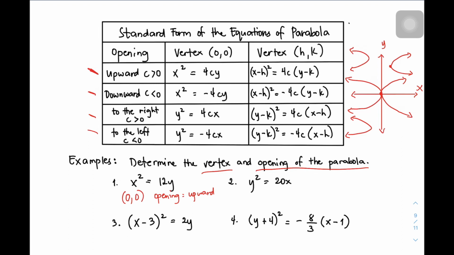You have y squared is equal to 20x. So, pansinin ninyo, you have here, automatic, ang kanyang vertex ay (0, 0). And then yung opening niya, paano natin malalaman kung ano yung kanyang opening? Ang opening niya, tingnan ninyo to, y variable ang mayroong square. Automatic, it's either left or right. And this is positive, right? So, ibig sabihin, ang opening niya ay to the right.